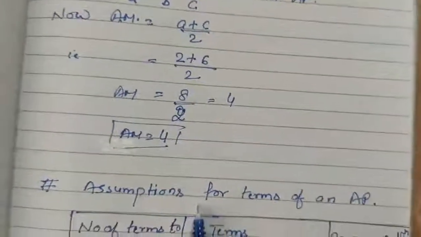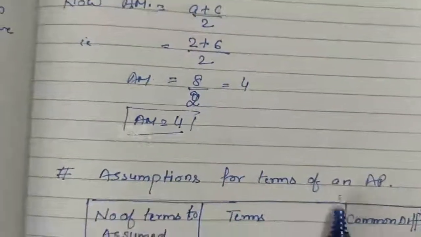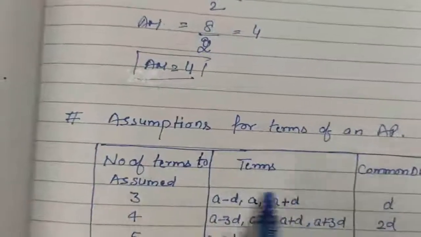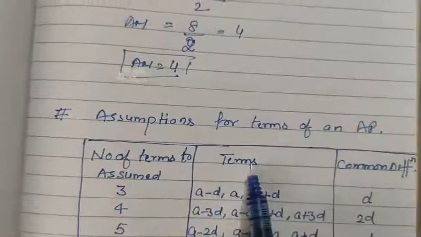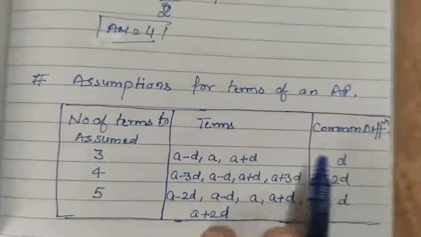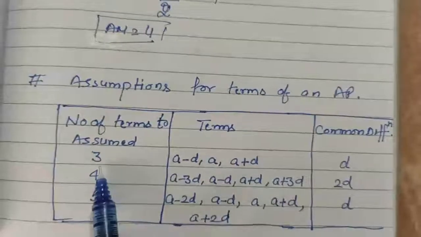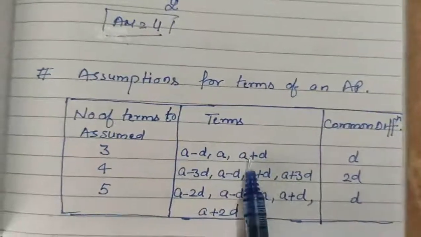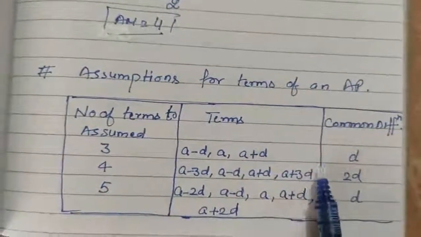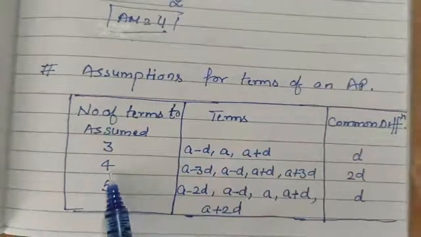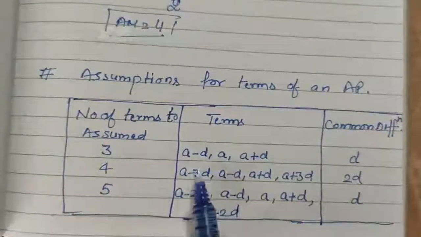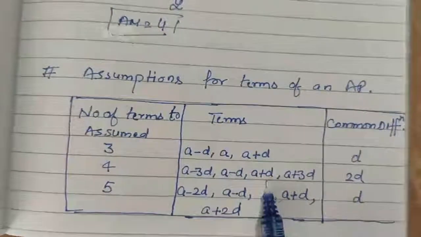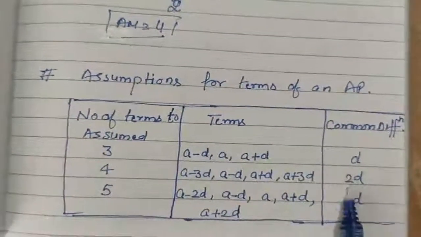Now we have some assumptions for the terms of an AP. In this table you can see I have made three columns: number of terms to be assumed, terms, and common difference. In the first, if we are to assume three terms of an AP, then the terms would be A minus D, A and A plus D, so that their common difference remains the same, that is D. If we are to assume the number of terms as 4, then take terms as A minus 3D, A minus D, A plus D and A plus 3D, and the common difference would be 2D.